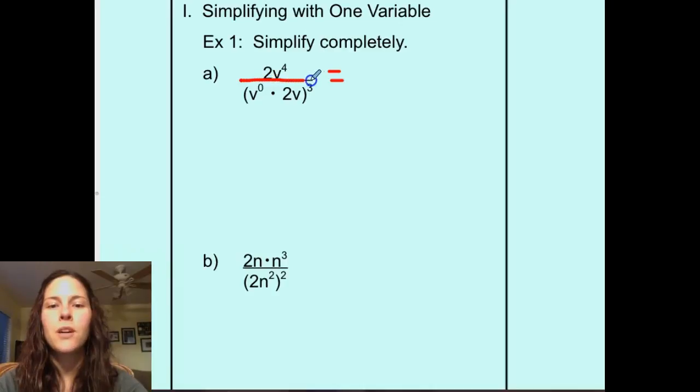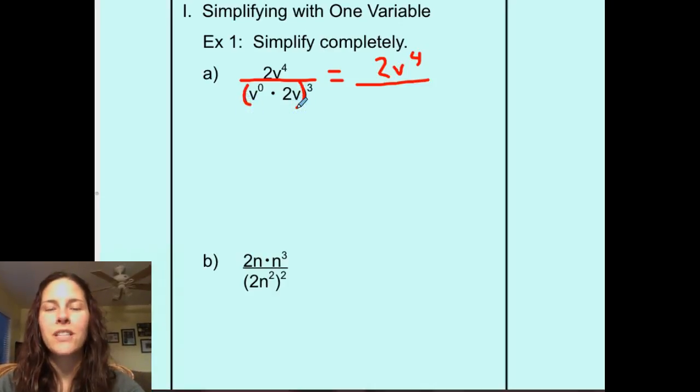Remember, the fraction bar is a grouping symbol. We will simplify the denominator and the numerator separately. In this case, the numerator is simplified. In the denominator, we have grouping symbols, so we will multiply those values together before we raise it to the third power. v to the 0 power is 1. 1 times anything leaves it alone, so we have 2v cubed.